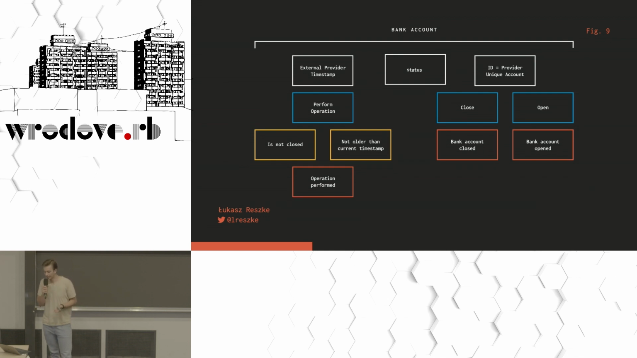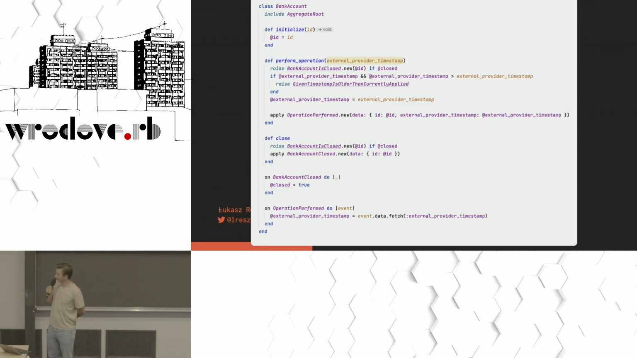The other one says, and this is the problem that we are solving initially, is that I cannot process this webhook if the timestamp is older than the currently applied, right? So this is going to protect us. And this is how it looks like in the Ruby code.